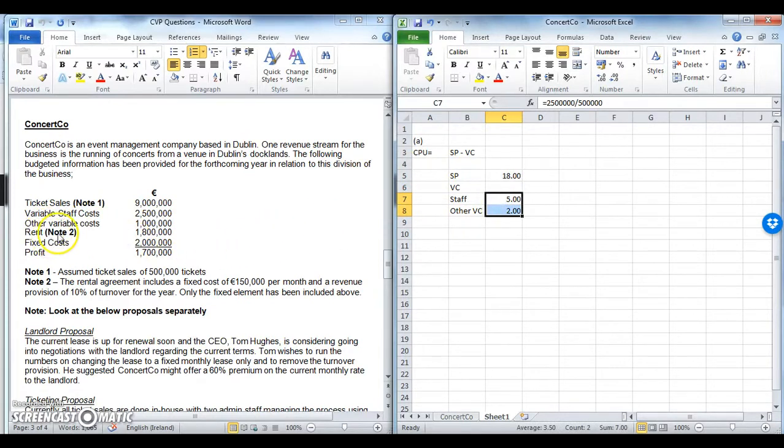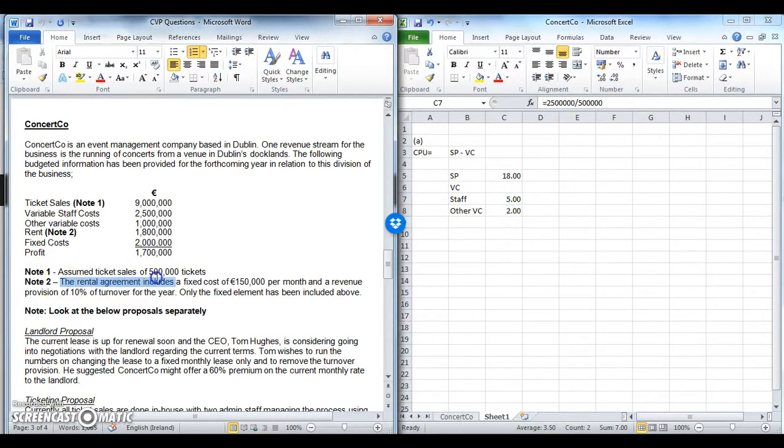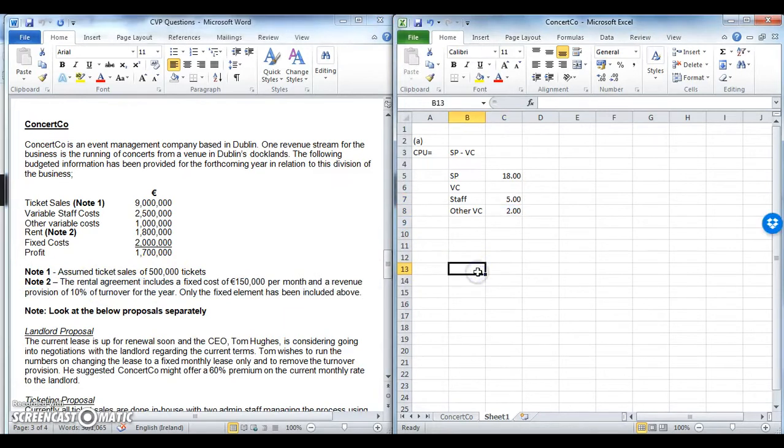Now you have to pay attention to note 2. The rental agreement includes a fixed cost per annum of 150 grand per month, and a revenue provision of 10% of turnover. We talked about this in class. This is what's called a mixed cost. If you look at the rent, it has a fixed element of 150,000 per month times 12, so 1.8 million. And you're told in the notes, so watch things like this.